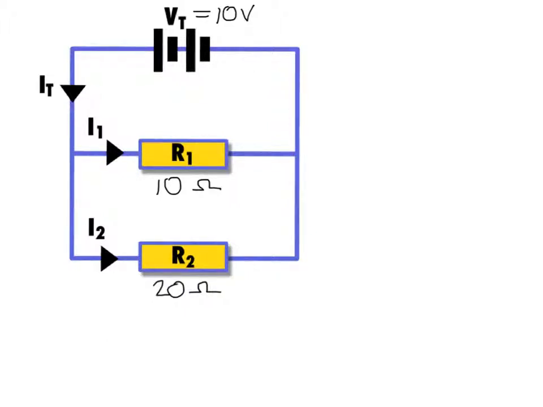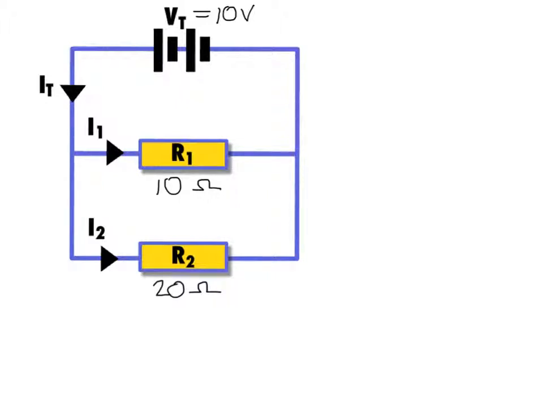So it is possible to use this 10 volts and this 10 ohms to get current I1 just using Ohm's law. I1 will equal 10 volts over 10 ohms. So we can tell straight away that I1 is going to be an amp. I2 here is going to be 10 volts over 20 ohms. So it's going to be half an amp. And you can quite quickly go from this to working out what the current is.